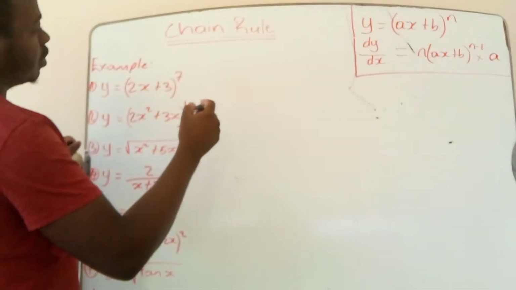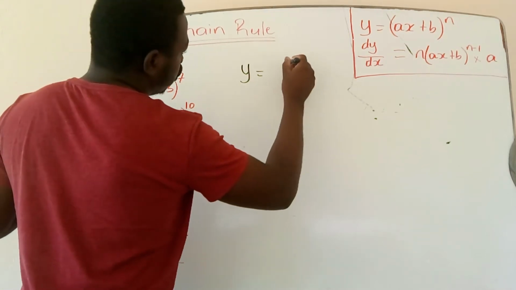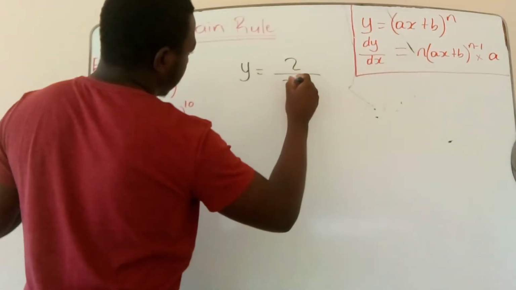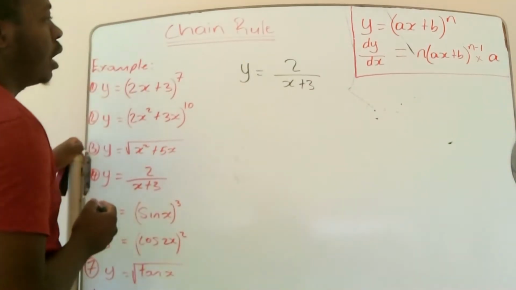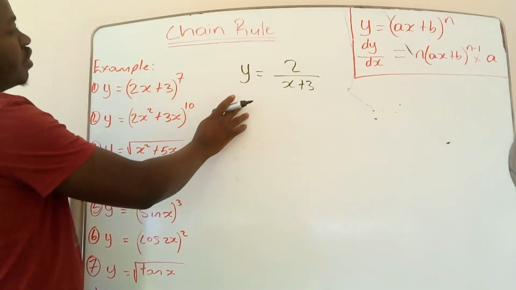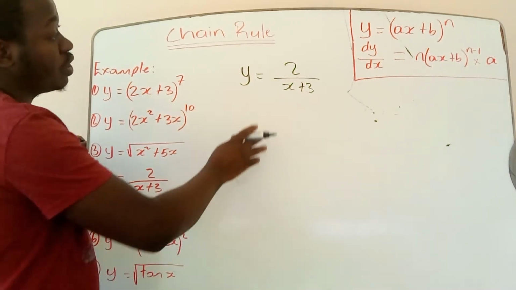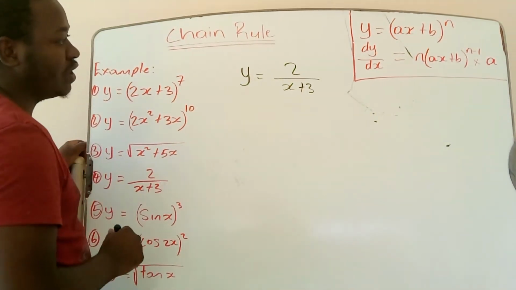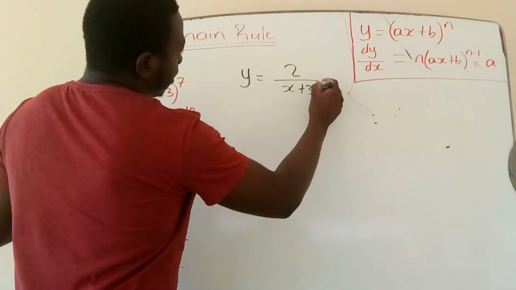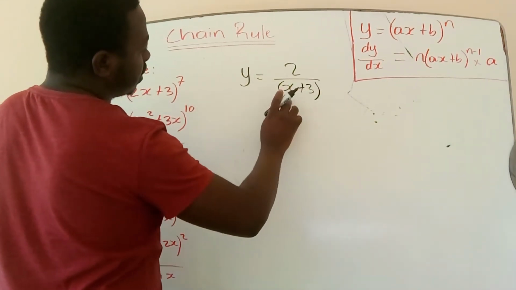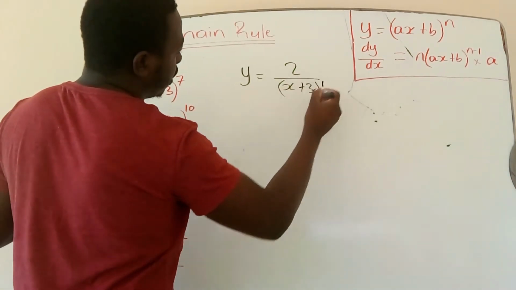So our fourth example says y is equal to 2 over x plus 3, right? And you are asked to differentiate this function using the chain rule. Another technique that you can use is to rewrite the problem using laws of indices, right? If you put a bracket here, then this is just x plus 3 to the first power, right?